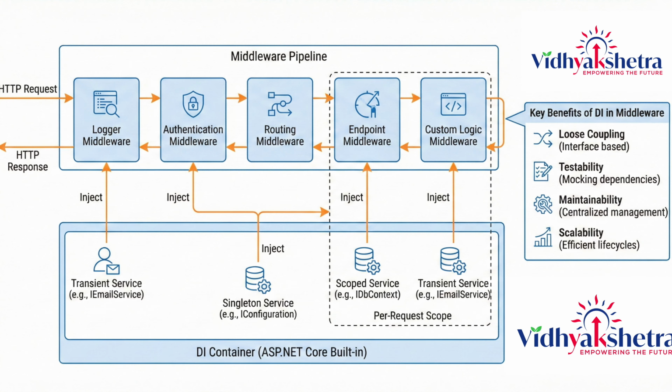An important concept shown in the diagram is the per-request scope boundary. This boundary defines where scoped services exist. When an HTTP request begins, the DI container creates a scope. All scoped services are resolved within that scope. When the request completes and the response is returned, the scope is destroyed and all scoped services are disposed. This automatic lifecycle management greatly reduces memory leaks and resource misuse.